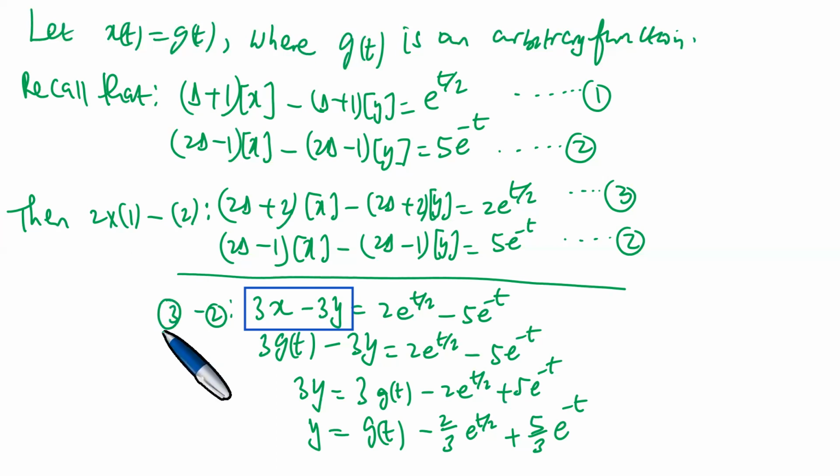How did you get that? That's a good question. How did we get this? Here we said that equation 3 minus equation 2. So we said 2d minus 2d, 2d minus 2d is 0. And then we have 2x minus this. So 2x minus into minus x, so it's like 2x plus x. 2x plus x is 3x.